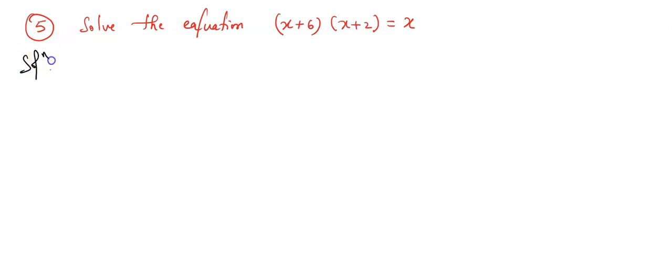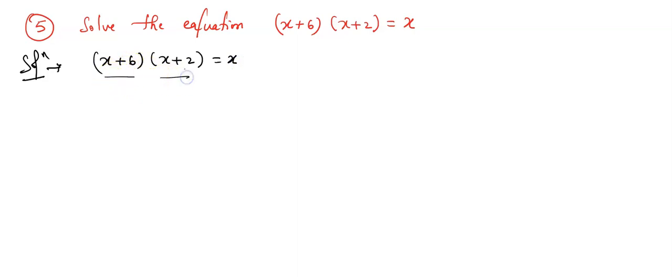Solve the equation: x plus 6 into x plus 2 is equals to x. See children, how to solve this problem. First we take this as it is, x plus 6 into x plus 2, that is equals to x. Now these are the binomial terms.